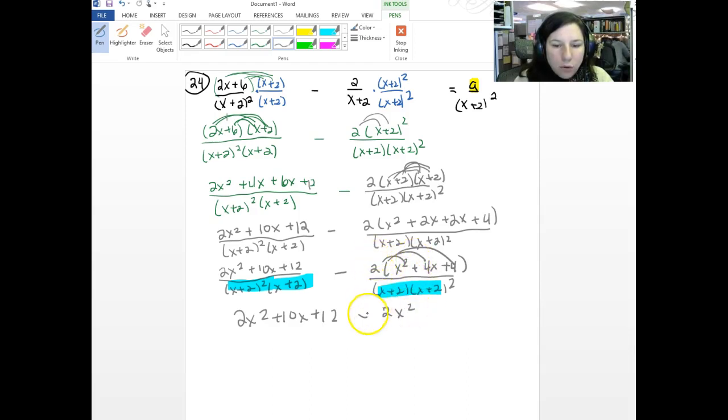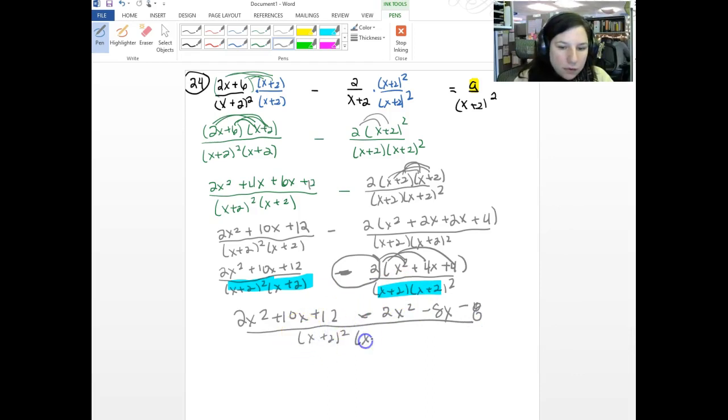Okay, and then notice what next trap they've set up: this is a minus. So I'm doing negative 2 times x squared is negative 2x squared. Negative 2 times 4x is negative 8x. And a negative 2 times 4 is a negative 8. And we've got that common denominator now. And I've simplified, so go ahead and combine them under 1. And then we're going to do another simplification.